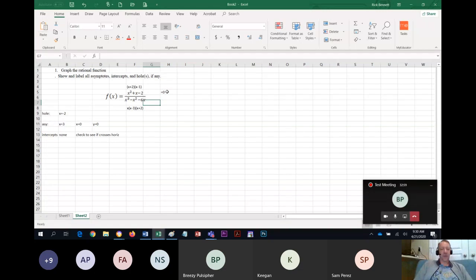If I multiply by the denominator, the denominator goes away. So x plus 2 times x minus 1 is going to equal 0. Okay? So x equals -2 or +1. So does it cross?